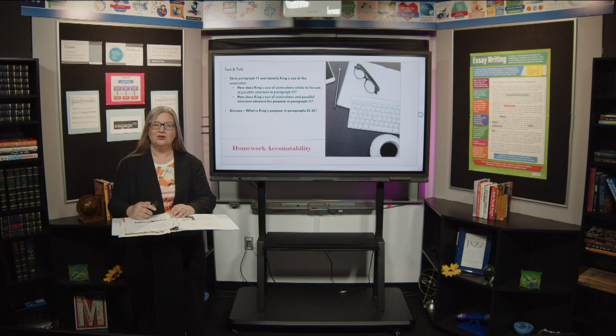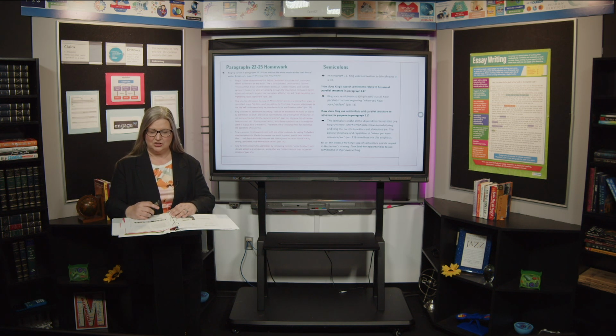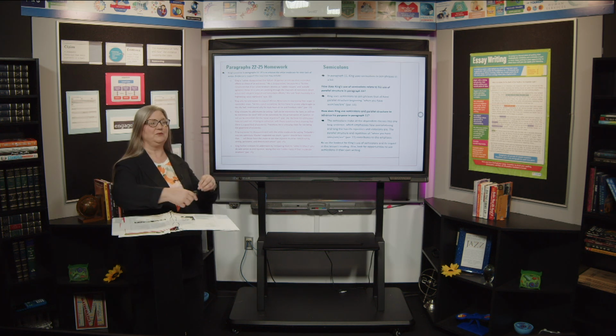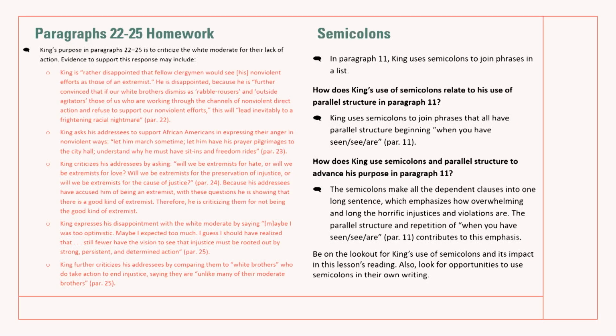All right, so let's talk about that. So let's go into paragraphs 22 through 25, and you will see on the board some of those ideas that you guys were supposed to come up with, or some things that I heard you talking about as you were reviewing these with your partner. So his purpose in paragraphs 22 through 25 is to criticize the white moderate for their lack of action.